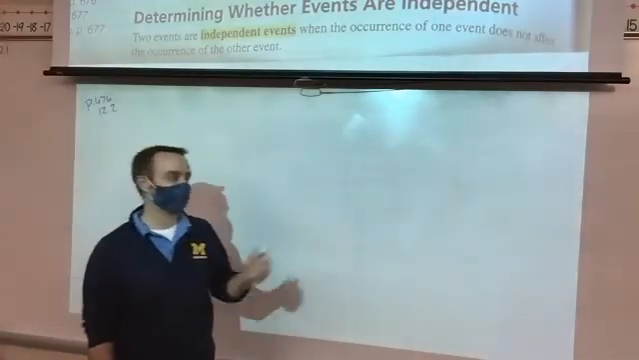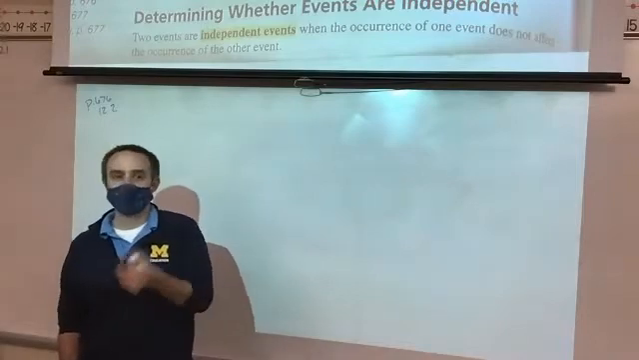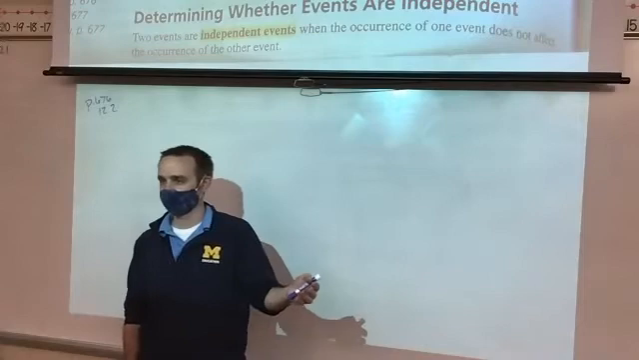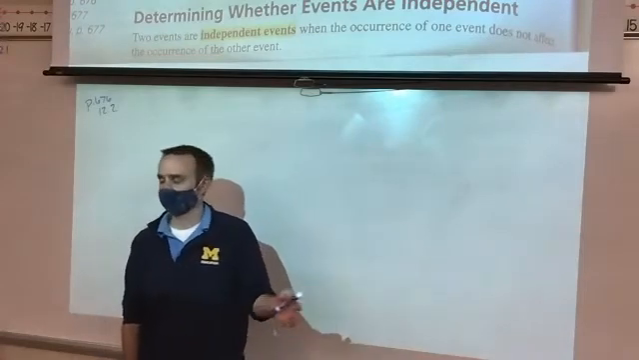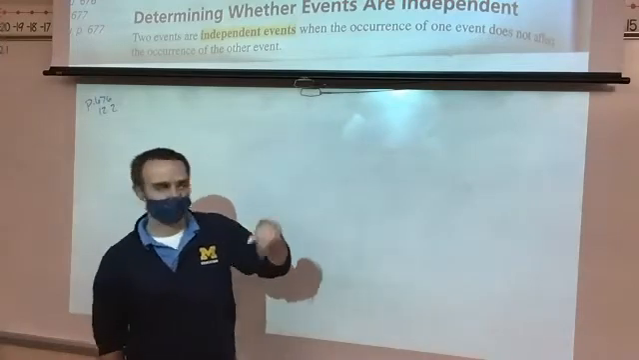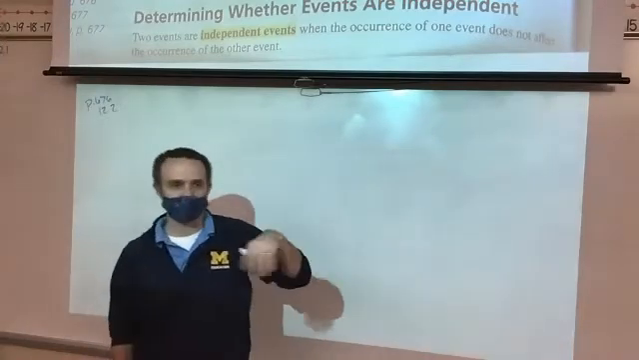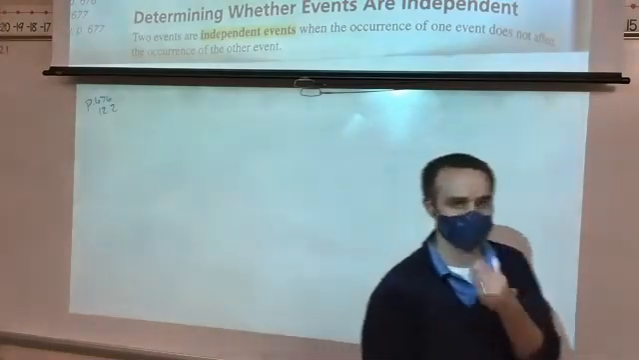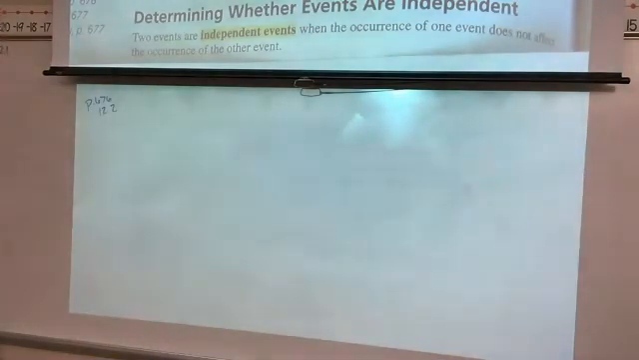So it would be like flipping two coins. If I get a head the first time, that doesn't change the probability of getting a head a second time. It's always going to be a 50-50 shot, right? It does not affect it. Spinning a spinner, whatever I get the first time does not affect what I get the second time. Okay, those are independent of each other. Flipping a coin, rolling a die, spinning a spinner, all independent things.